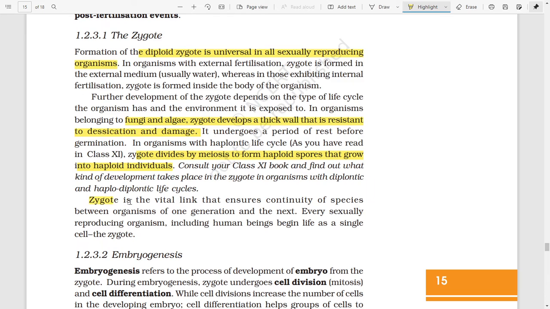Zygote is the vital link that ensures continuity of a species between organisms of one generation to the next. Every sexually reproducing organism, including human beings, begins life with a single cell, the zygote.